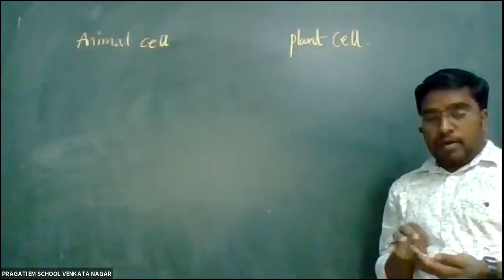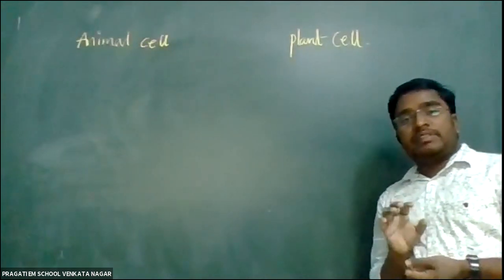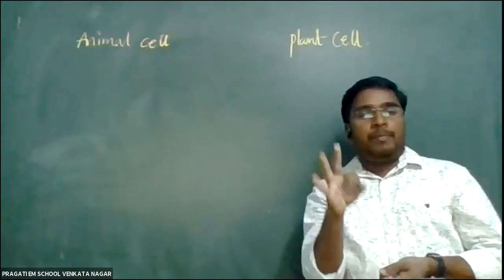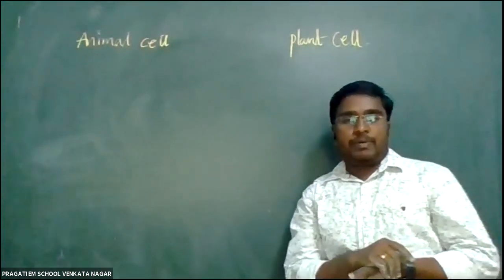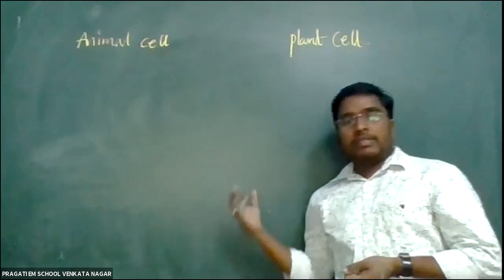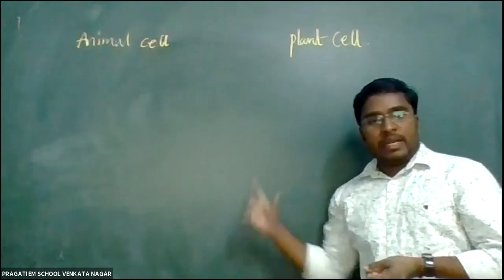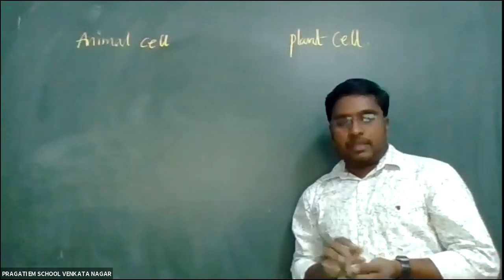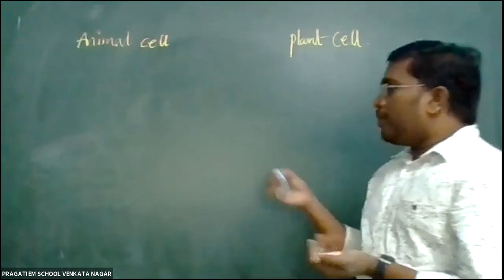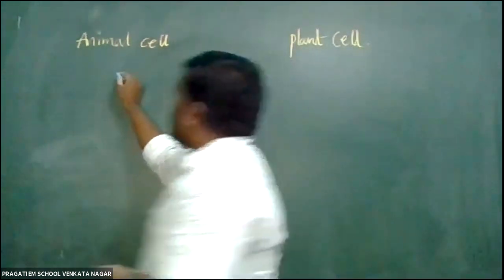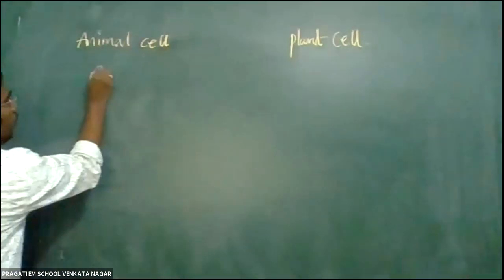Plant cell or animal cell, whatever the cell it may be, every cell has three main important components. That is the cell membrane, cytoplasm, and nucleus. These are the important components present in every cell, isn't it? Let us see what components are present in both the cells. See the structure of the animal cell. Look at here.